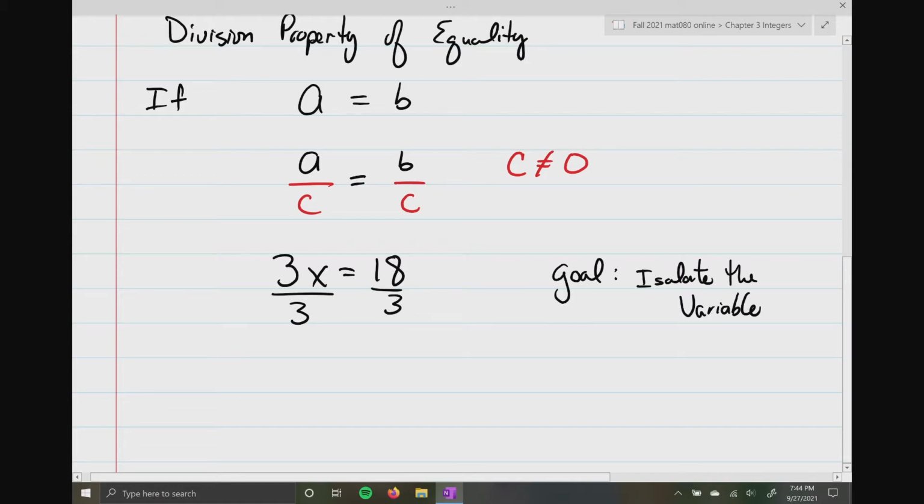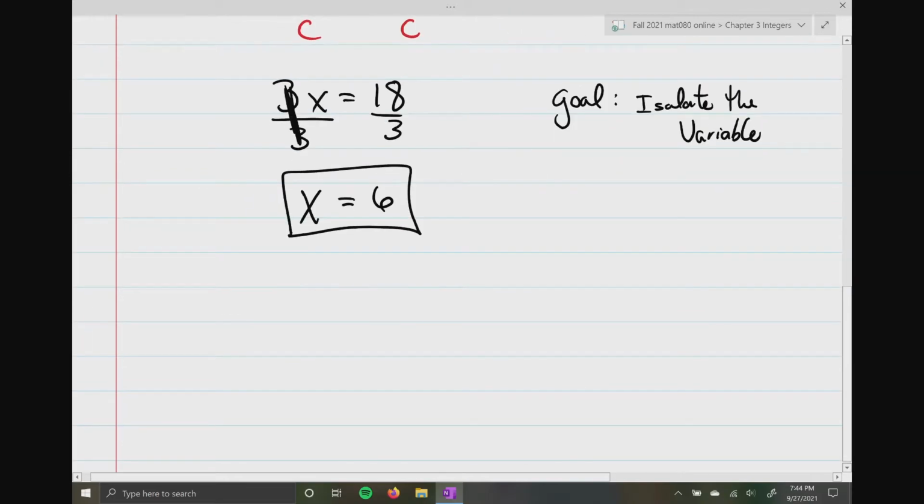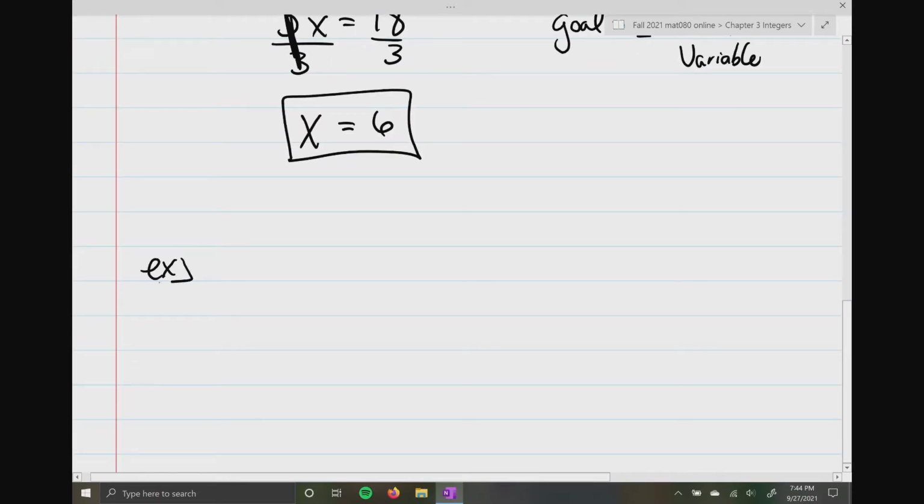Now 3 over 3 is going to be 1, so this changes into a 1. So we just make it the letter x. And on the right-hand side, a positive 18 divided by a positive 3 is going to be a positive 6. And that is our approach to solving any type of problem like this. So the division property of equality allows us to divide both sides of the equation by the number in front of the variable. Now, I'm just going to do some examples here.